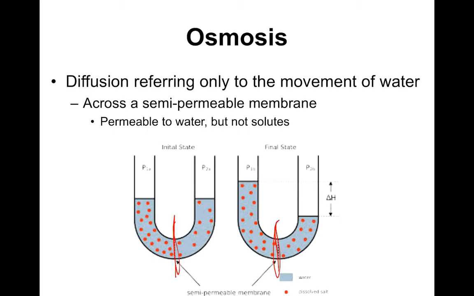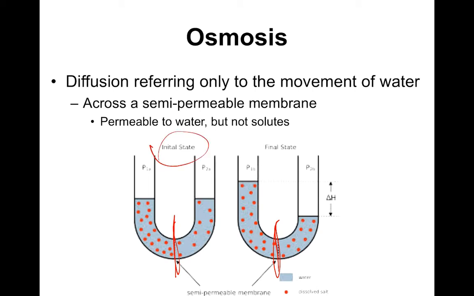As you can see here, we have a semi-permeable membrane across the U-tube. This is the original U-tube. It's not the YouTube on which you're watching this. This is the chemistry U-tube. And what happens is this membrane is only permeable to water molecules.